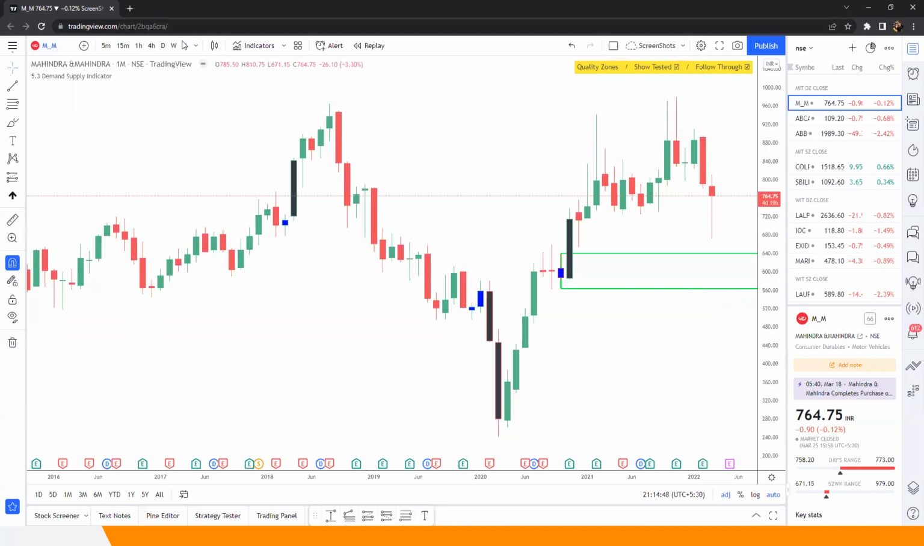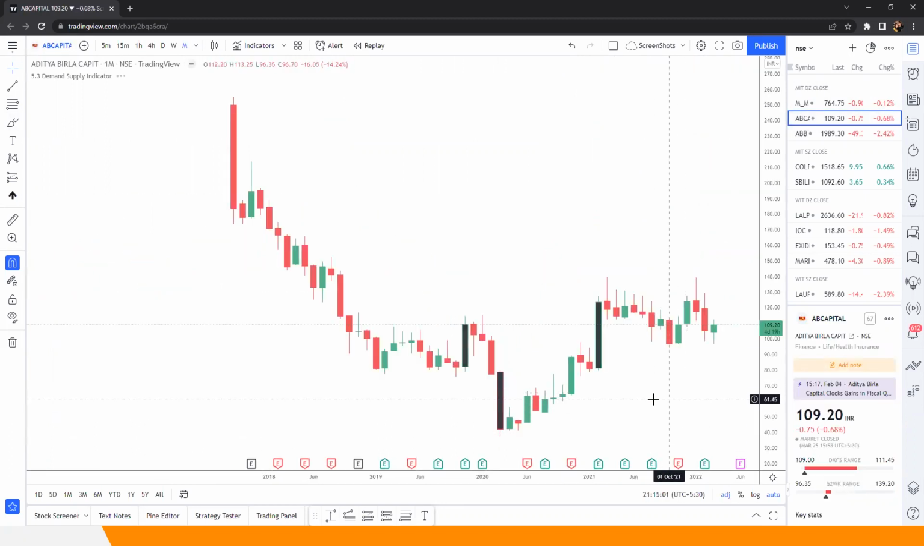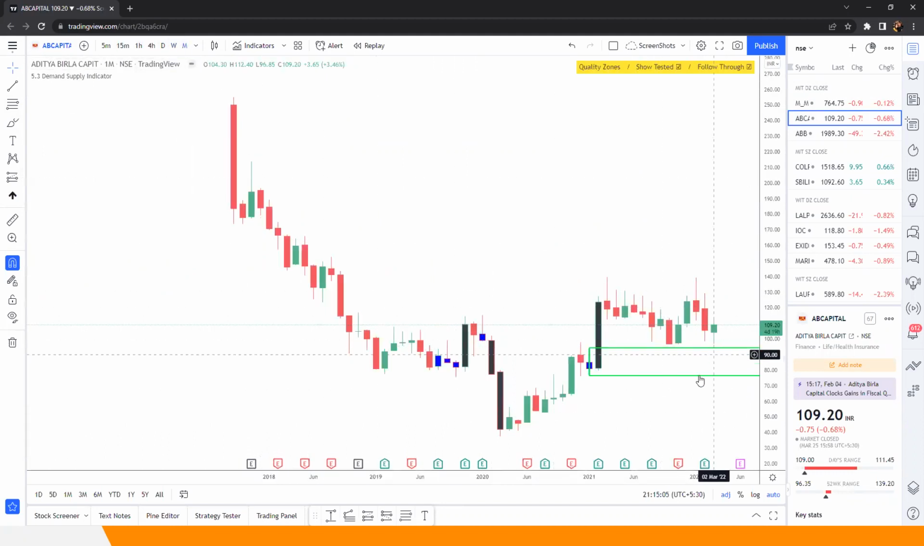So again, here you can see when I clicked on M&M, it told me that on M&M we are getting close to a monthly demand area, and you can see this month we definitely got close to it. Similarly, if I look at AB Capital, here also it is getting close to monthly. So again, if I just change the time frame and bring it up, you can see here that this month we came pretty close to it.